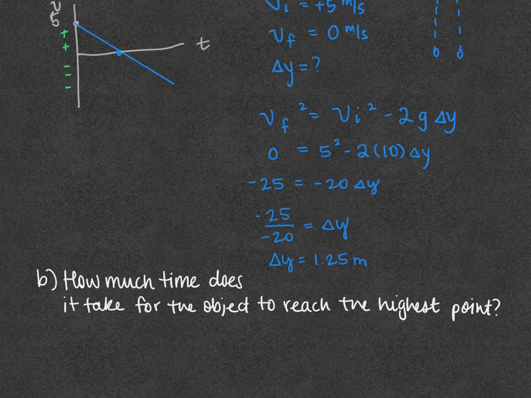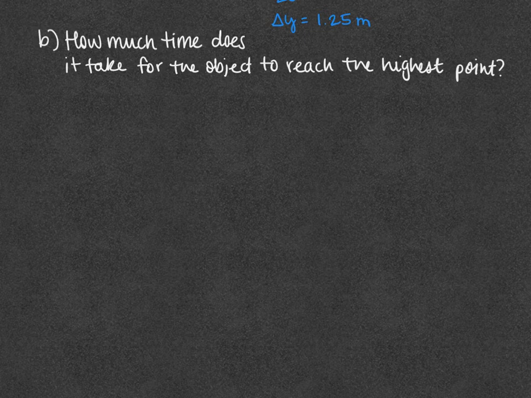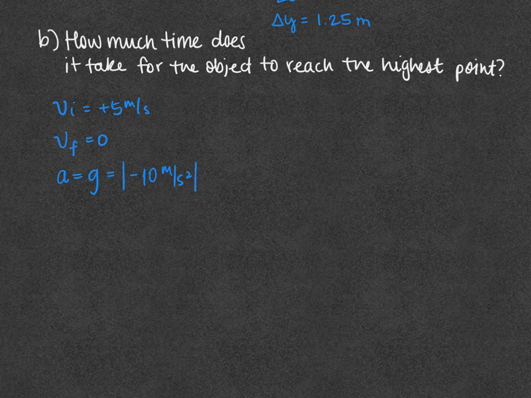Let's look at another. Now, how much time does it take this object to reach that highest point? Remember, the initial velocity was a positive 5 meters per second. Now, it's still going to have a final velocity of 0 at the highest point. I know that the acceleration is the acceleration due to the gravitational field, and I'm going to use the absolute value of our rate because I'm going to use the negative sign in my equation.